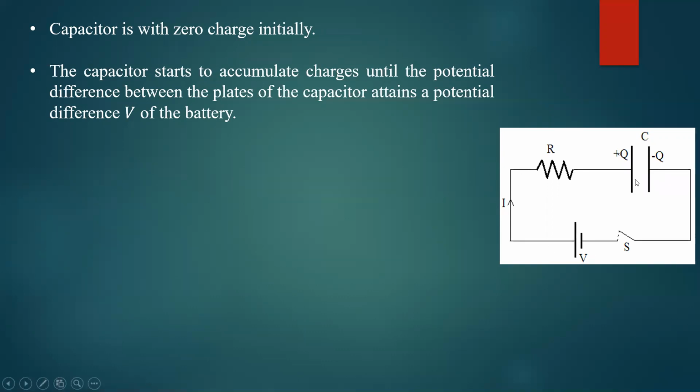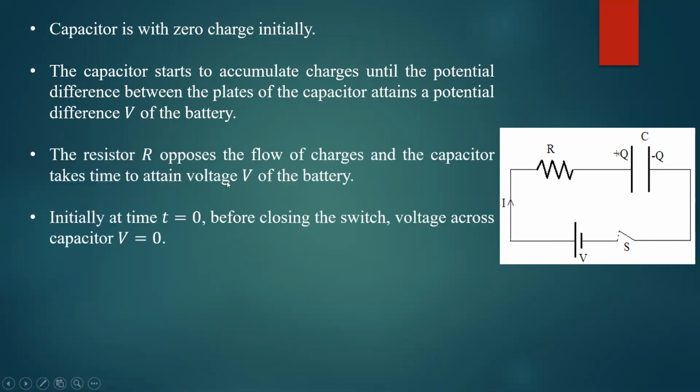If a capacitor is connected to the battery, it can charge up to the battery voltage. Remember this fact. Then the resistor R opposes the flow of charges, and the capacitor takes time to attain the voltage V of the battery. So it will not get charged to battery potential immediately because of this resistance.